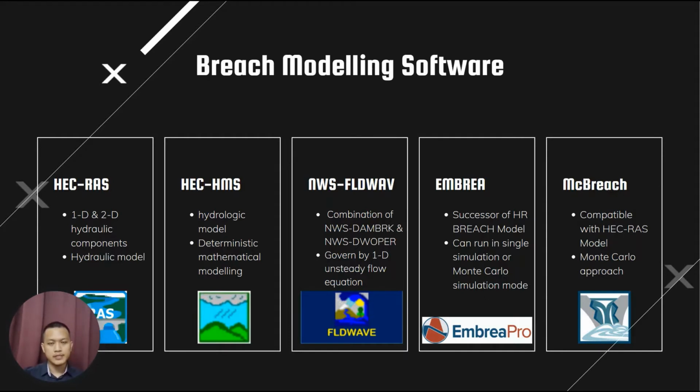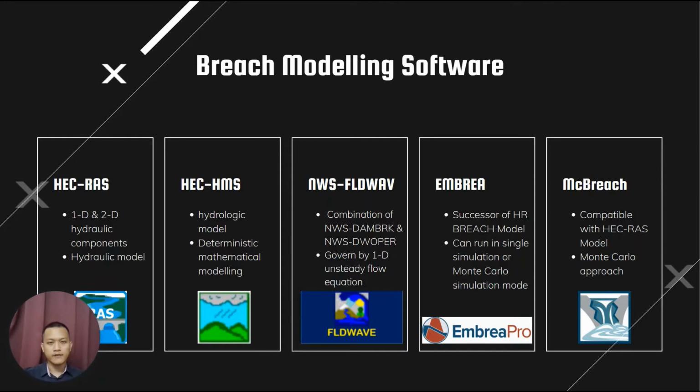Secondly, we have HEC-HMS, Hydrologic Engineering Center Hydrologic Modeling System. It is designed to simulate the precipitation runoff processes of dendritic drainage basins. It was developed by the US Army Corps of Engineers in 1992. HEC-HMS is a generalized modeling system capable of representing many different watersheds.